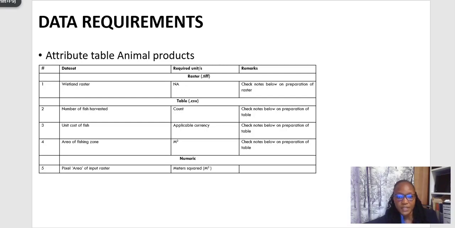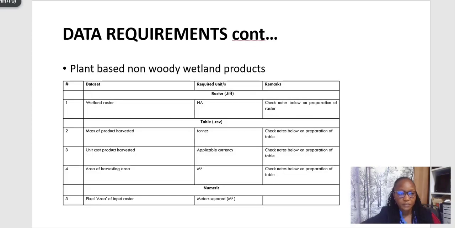One, you need the wetland raster, the number of fish harvested, the count, the unit cost of fish, like I've discussed, in the applicable currency, maybe your local currency, or you may want to do it in dollars, areas of fishing zones. These are demarcated areas that currently there may not be available GIS data, but local experts can show you, and you're in a position to demarcate these fishing zones with GIS data for the purposes of this particular valuation in this model. Then finally, you put the pixel area in meters squared, like we have advocated for in most of the models that we have gone through together.